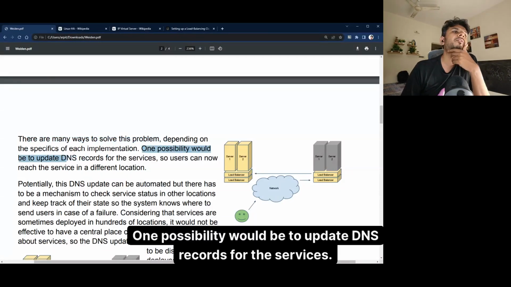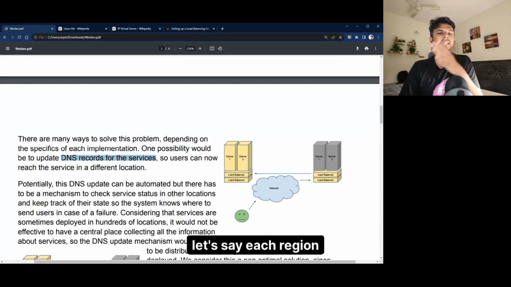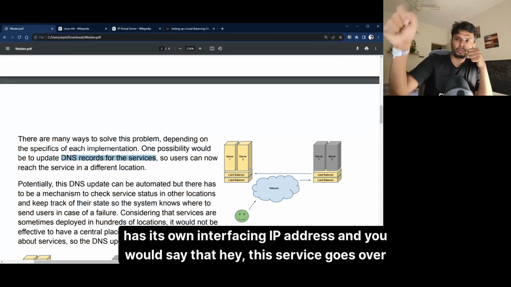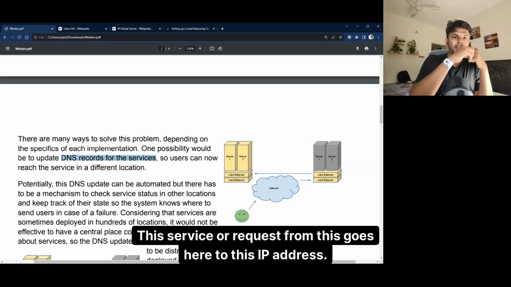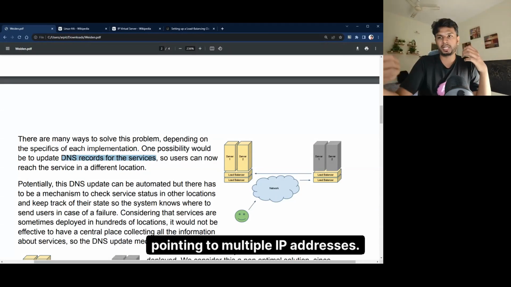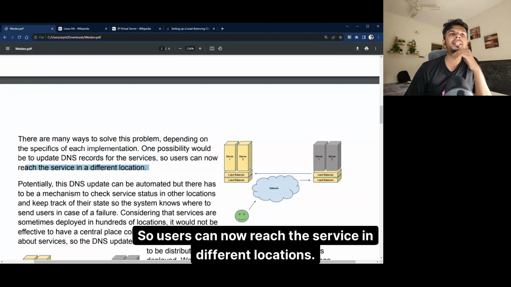One possibility would be to update DNS records for the services. So they're suggesting DNS-based load balancing, which means think of it like, let's say each region has its own interfacing IP address, and you would say that, hey, this service goes over there to this IP address. This service or request from this goes here to this IP address. So you can have different DNS records or one CNAME record pointing to multiple IP addresses. That is one, right? That's an easier way to do it. So users can now reach the service in different locations.